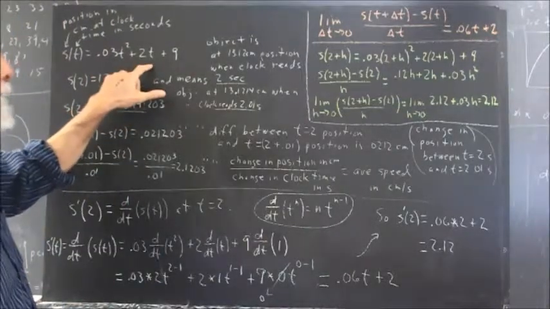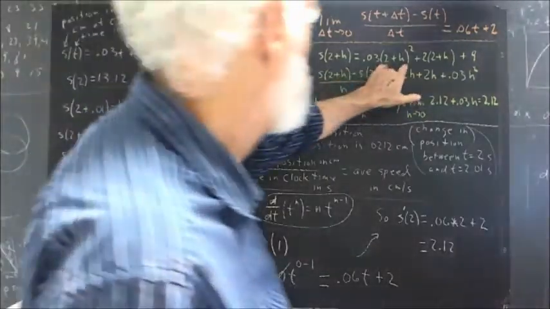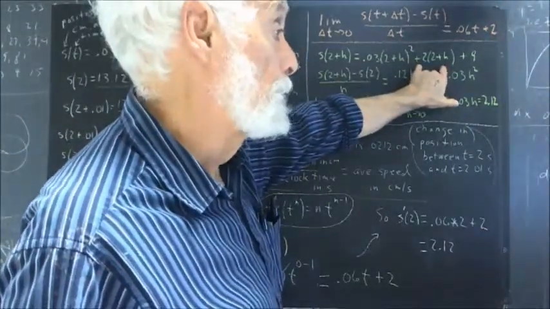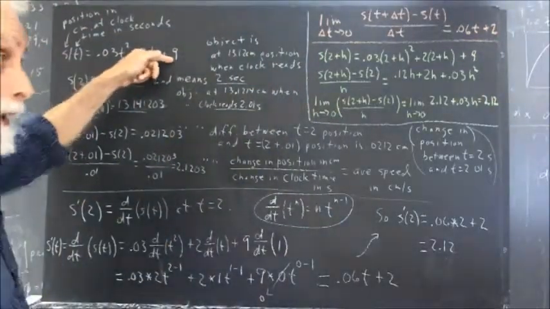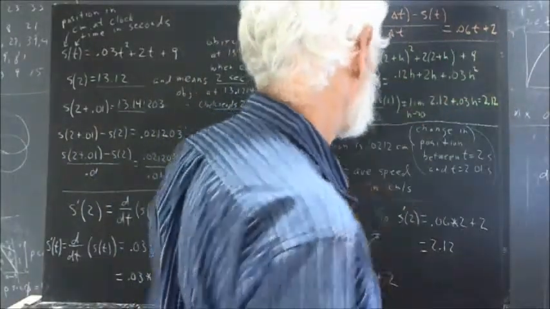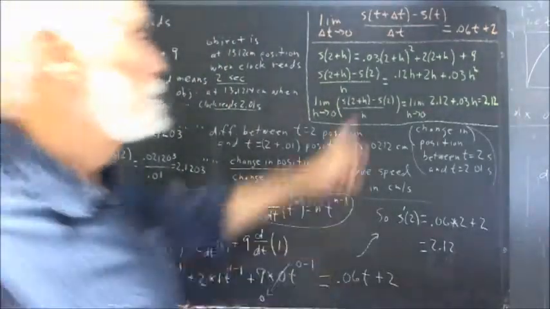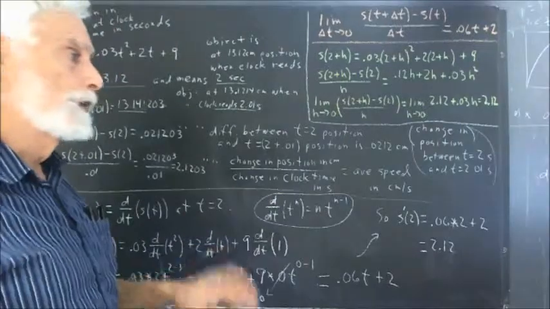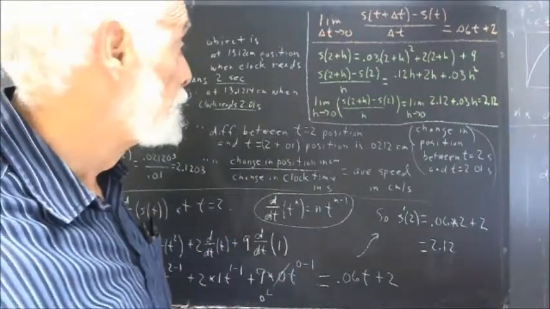Okay, 2t becomes what? You're replacing t with 2 plus h, so 2t back here becomes 2 times the quantity 2 plus h. Now there's no t in the 9, so the 9 simply remains. When we expand this, we need to expand it correctly. If you don't expand it correctly, you're not going to get the right answer.